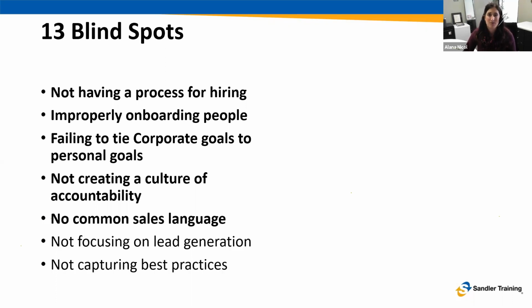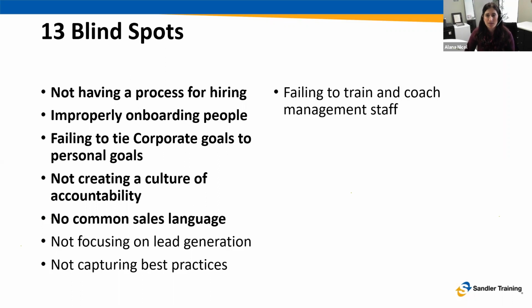Not capturing best practices. This is another pretty big one. We've got a lot of things that we do well in an organization, but when I talk to leaders and I say, well, where is that documented? Where can we find that? Oh, Ed's about to retire. He's been here 30 years. What are we doing to capture his knowledge so that we have it? And I get a lot of, good point. I'm not sure that we have that. So being able to capture those best practices so that they can be done repeatedly is huge.